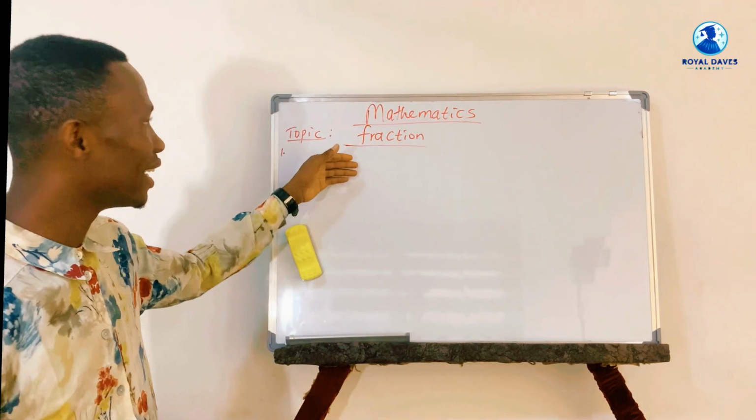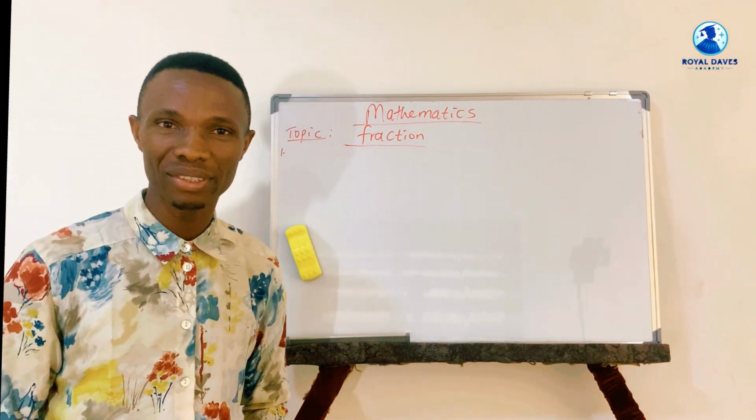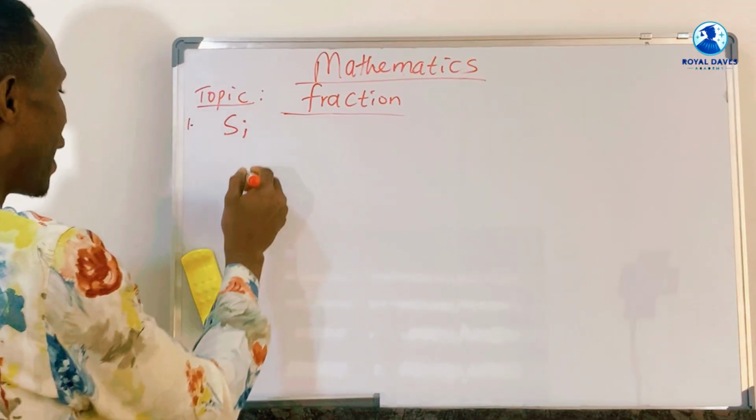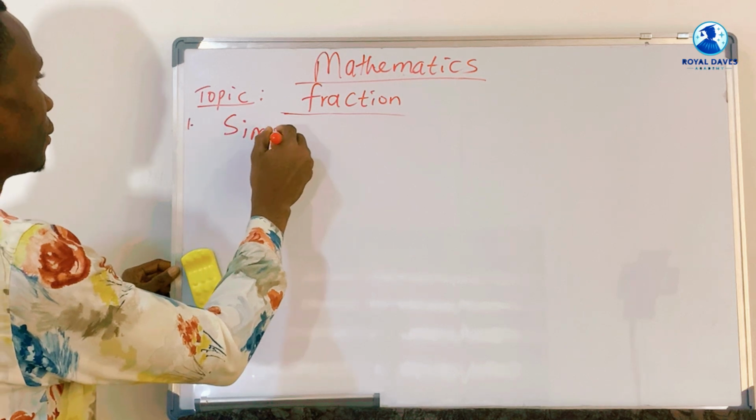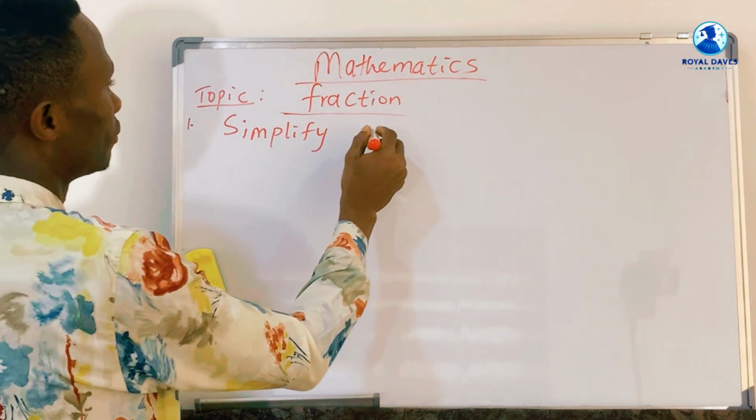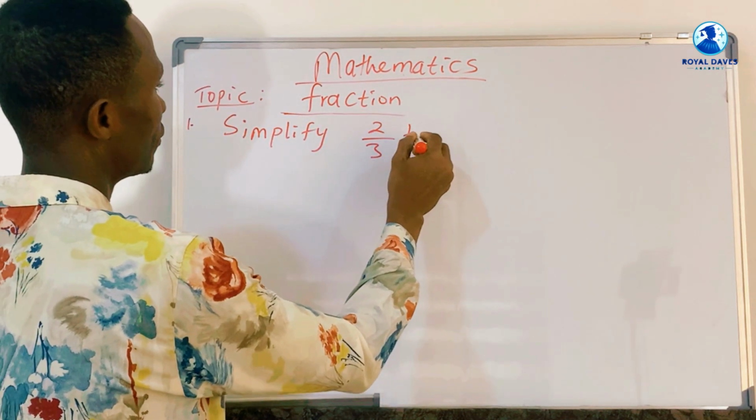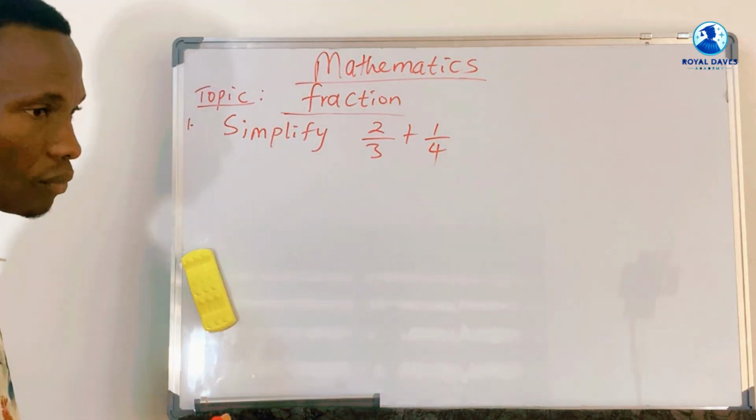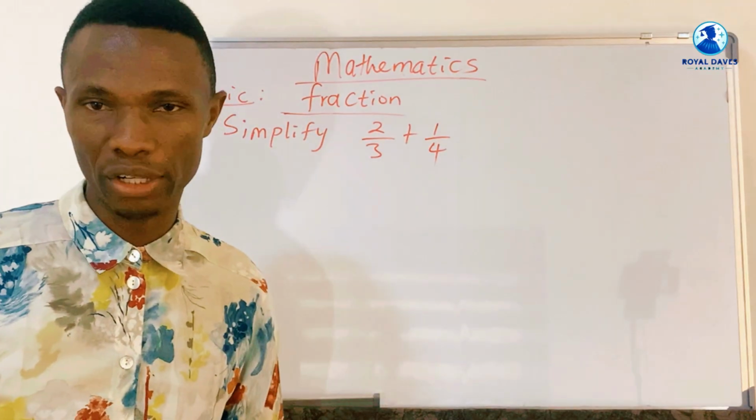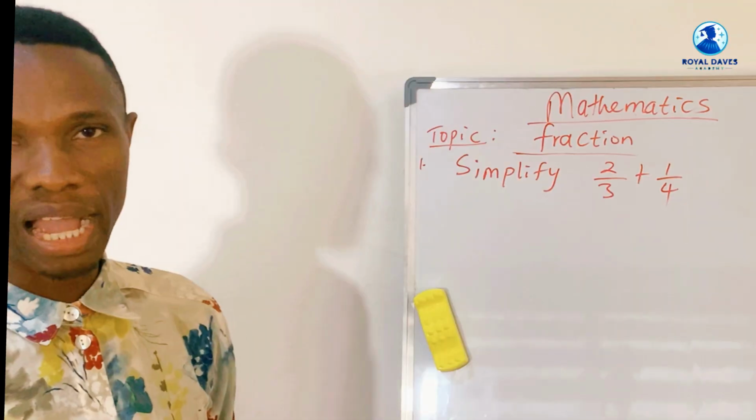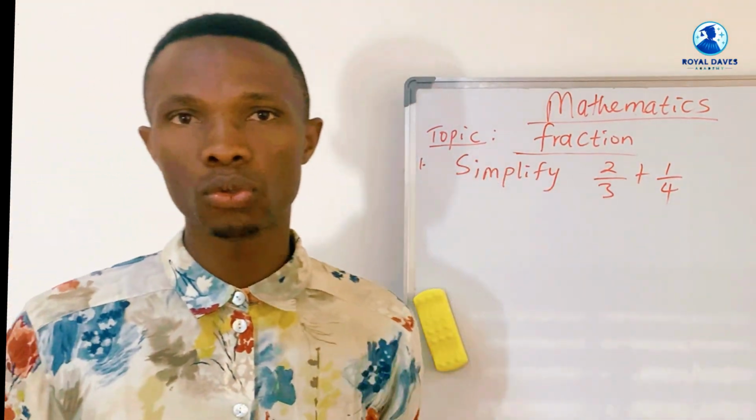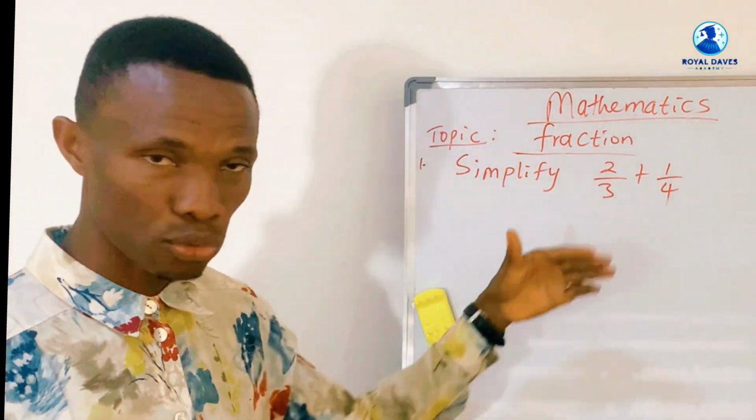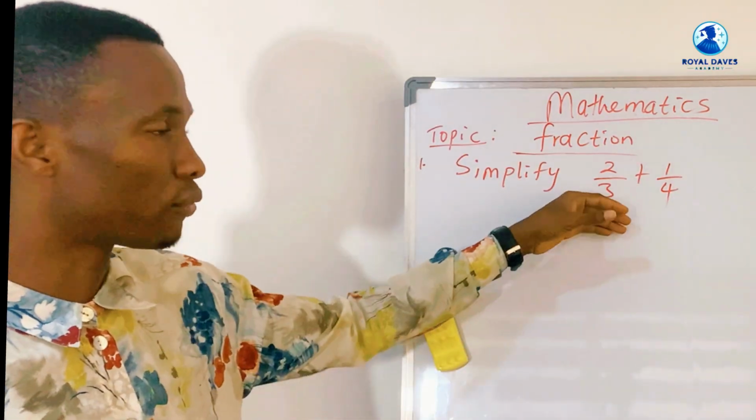So come with me and let's solve some examples in fraction. Number one, we have simplified. Of course, we are starting with addition of fractions. After the addition of fractions, we'll go to subtraction of fractions, and then multiplication of fractions, and so on. So we are starting with addition of fractions.